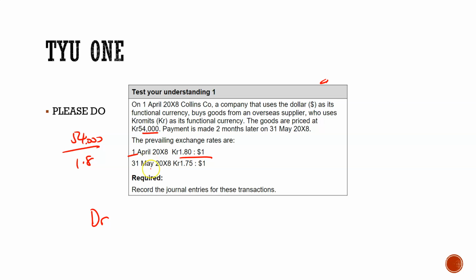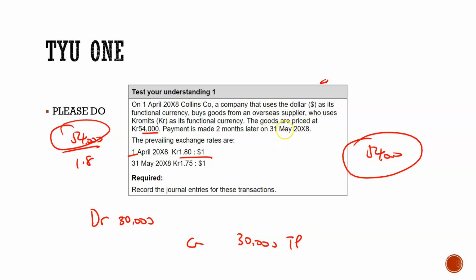So you're going to recognize this purchase of 30,000 and credit 30,000 to your trade payables, right? This is just the exchange rate. You know that $30,000, that's your currency, is the equivalent of 54,000 kromets. Now you have to pay 54,000 kromets. That's what you owe these guys in kromet land. It says the goods are priced here, and then payment is made 2 months later. So on the 31st of March, it's time to pay them.